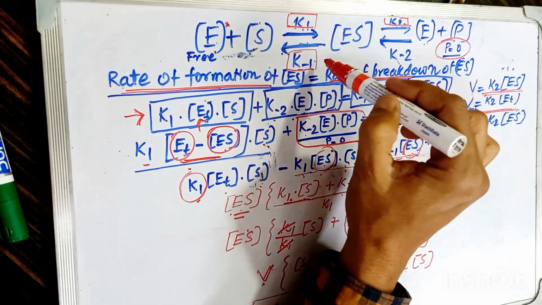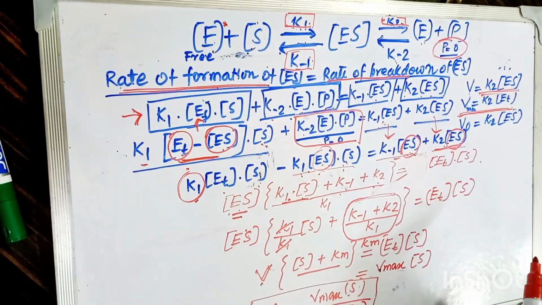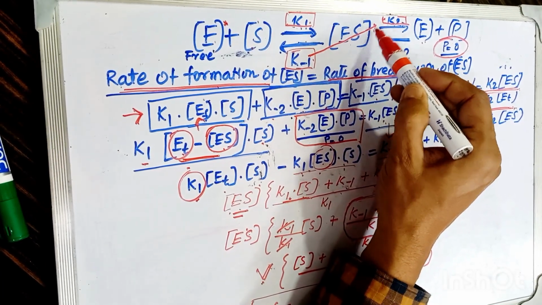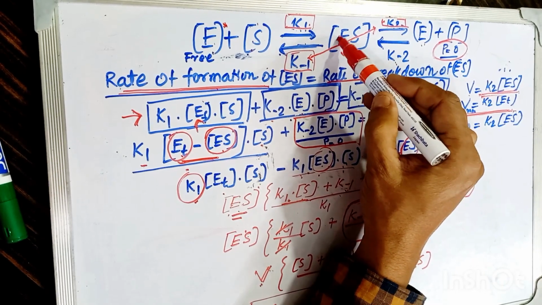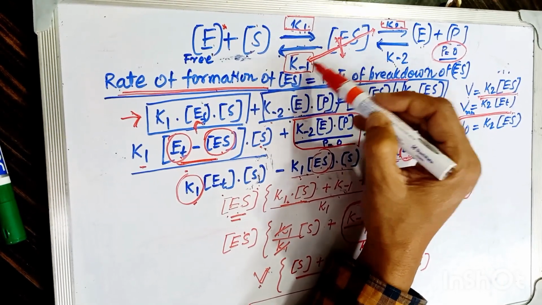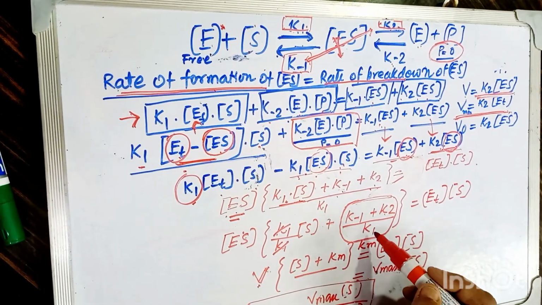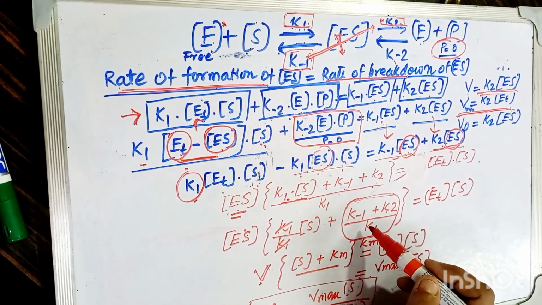This is the Km part: (K minus 1 plus K2) by K1. You have to remember this, it is very important. K minus 1 plus K2, plus, I draw a plus here, (K minus 1 plus K2) by K1. This is the second kind of definition of Km.